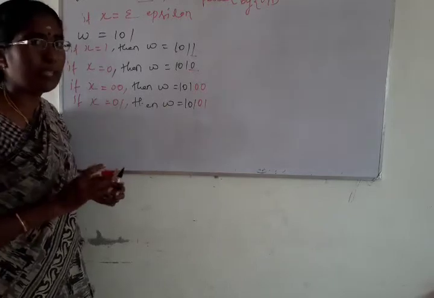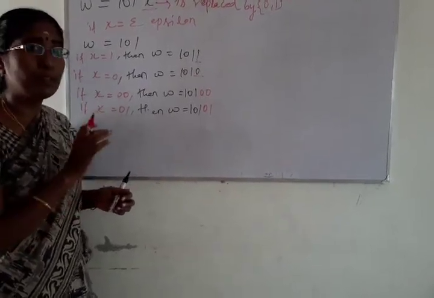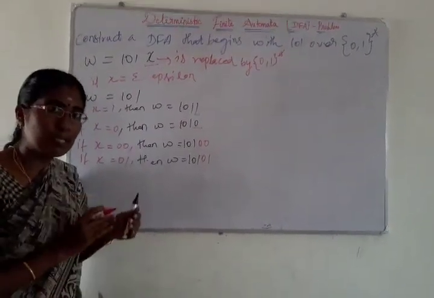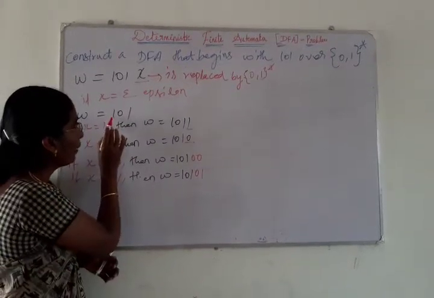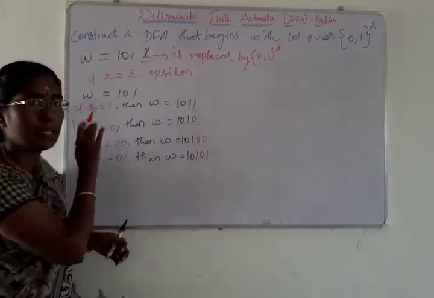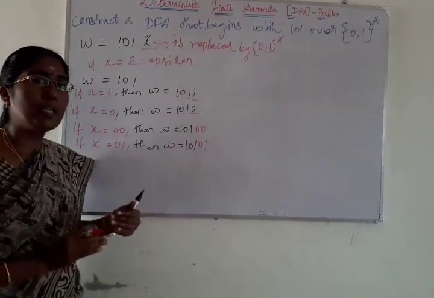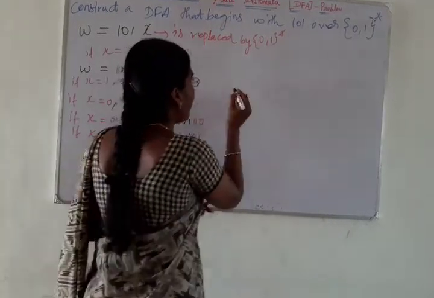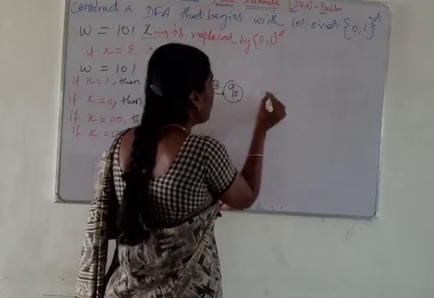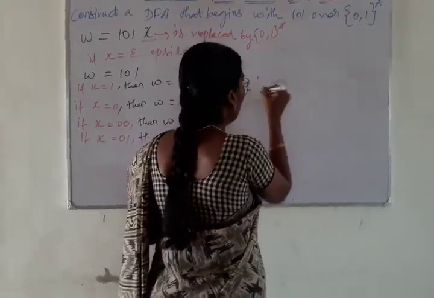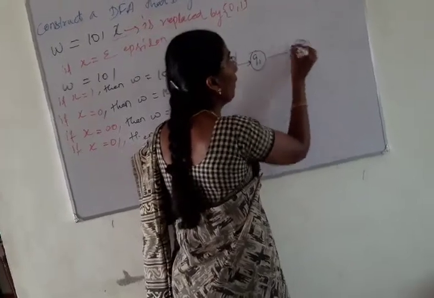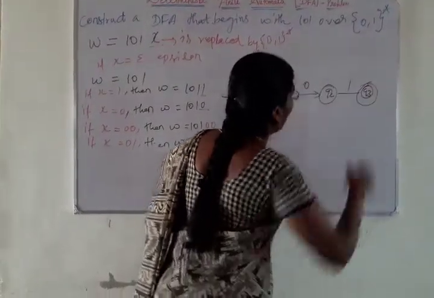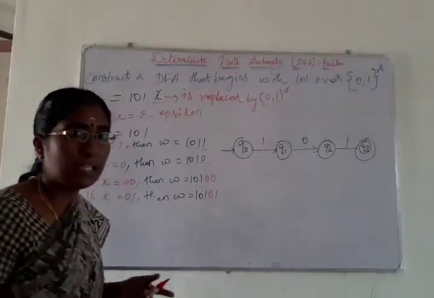Now, how will we construct the DFA? What is the minimum string length? The minimum string length is 3: 1, 0, 1. That is, we make a transition from the start state to the first intermediate state for the symbol 1, from the first intermediate state to the second intermediate state for the symbol 0, and from the second intermediate state to the final state for the symbol 1. Now the DFA will be like this. The start state is Q0, from Q0 to Q1 for the input symbol 1, from Q1 to Q2 for the input symbol 0, from Q2 to Q3 for the input symbol 1. This is the basic structure of this DFA.